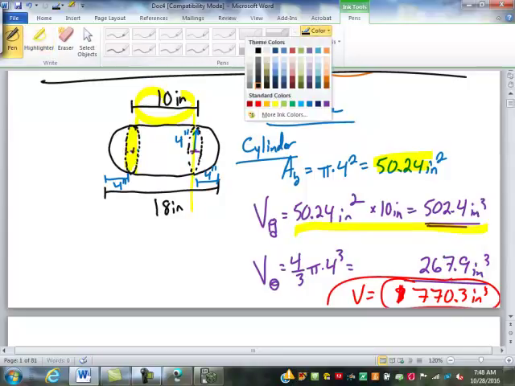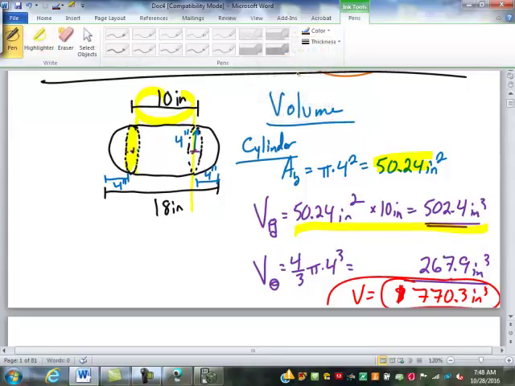Now, surface area, do I need to put in the area of the base for the cylinder? The answer is no. Can anybody tell me why not? Because the bases of the cylinder are not on the surface. The bases of the cylinder are covered by the half sphere. So the only part of the cylinder that is part of the surface is the lateral area.